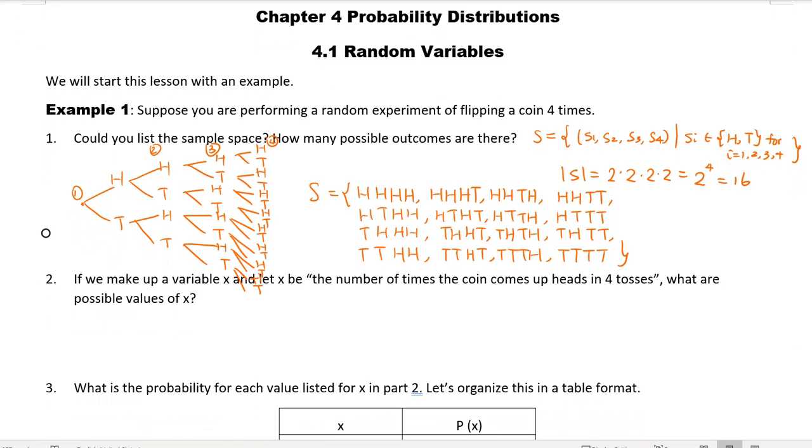Okay, question 2. If we make up a variable x and let x be the number of times the coin comes up heads in 4 tosses, what are the possible values of x? Well, x is the number of heads. It could be 0, 1 head, 2 heads, 3 heads, or 4 heads. How about 5? No, because we only have 4 flips. You cannot get 5 heads, right?